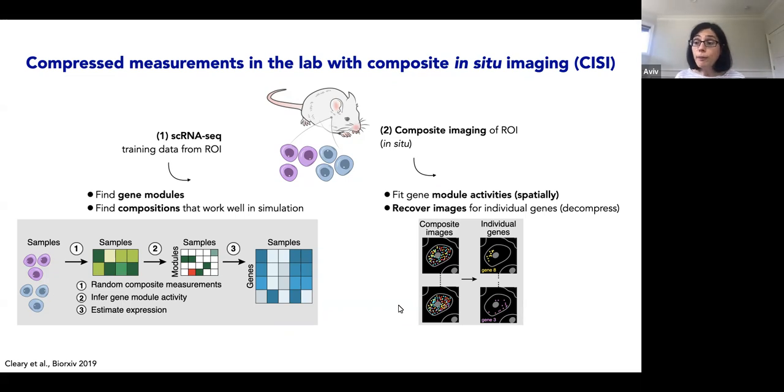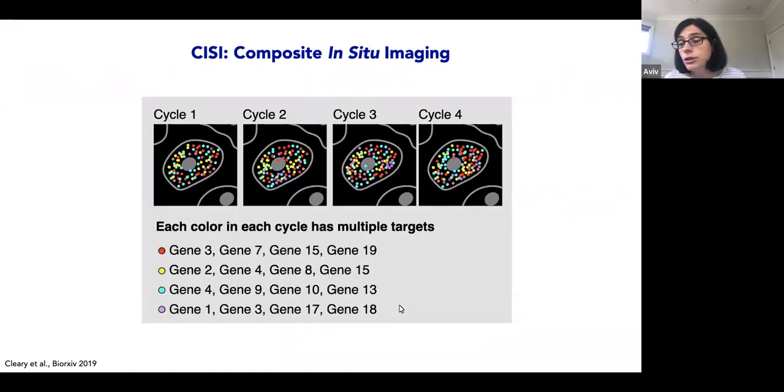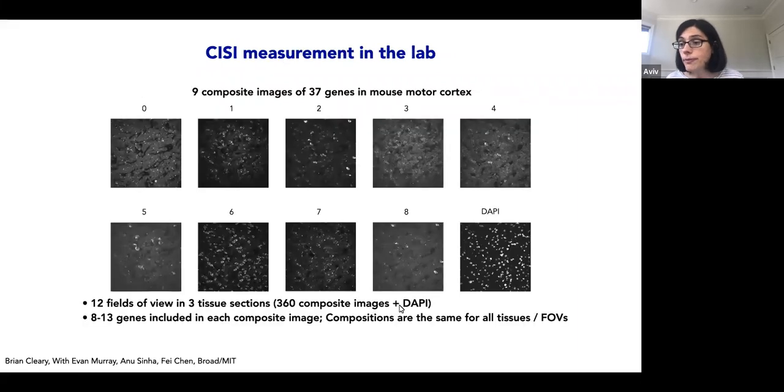And then we perform composite images of these combinations, recover the module activities, and decompress the image to the level of individual genes. To do compressed measurements, we measure in each color here, in each cycle, multiple transcripts together, simply by using probes with a single color targeting multiple genes. And together with Fei Chen, we measured 9 composite images of 37 genes in the mouse cortex.